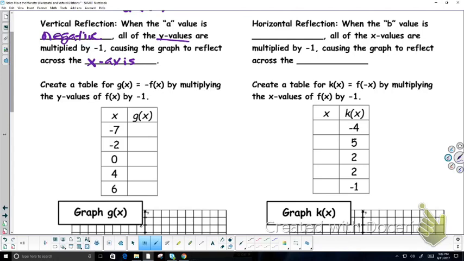If you were to create the table, all we would do is take all those y values. You'll notice I got them over here to the side. These were all our original y values. All we have to do is multiply them by -1. Okay? And that would be the gist of the change for that.